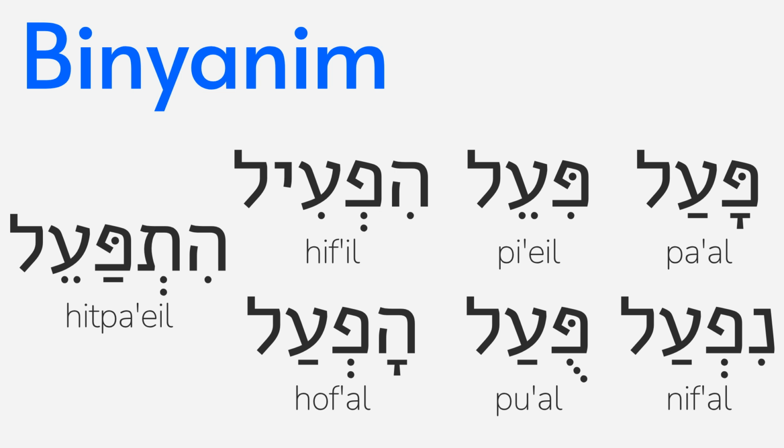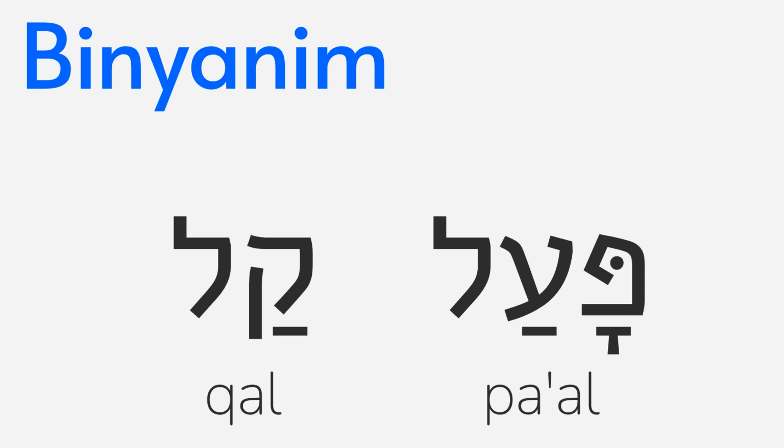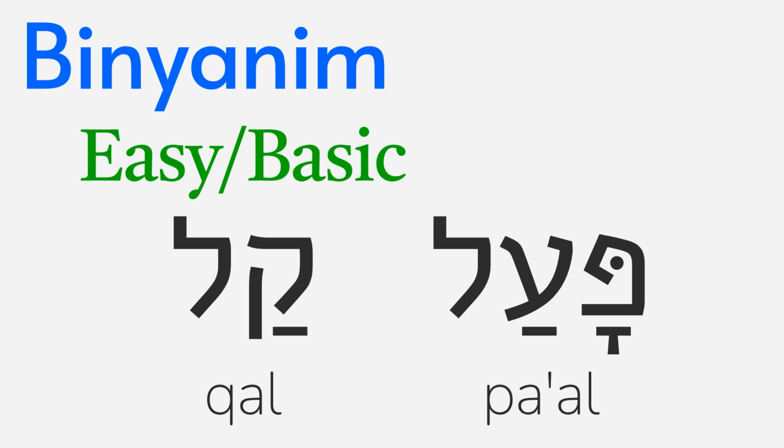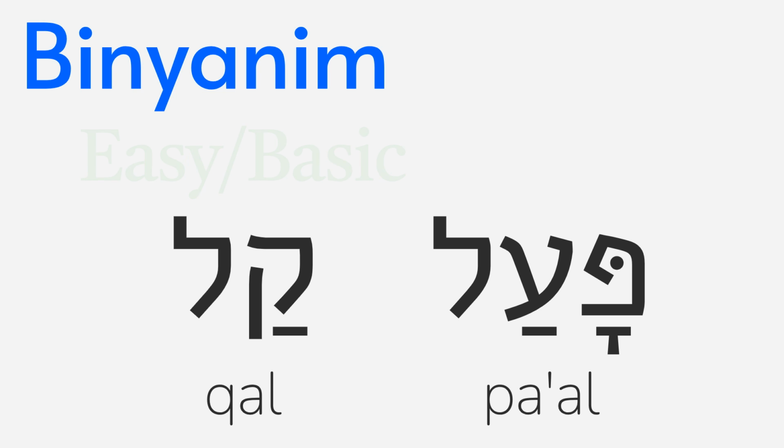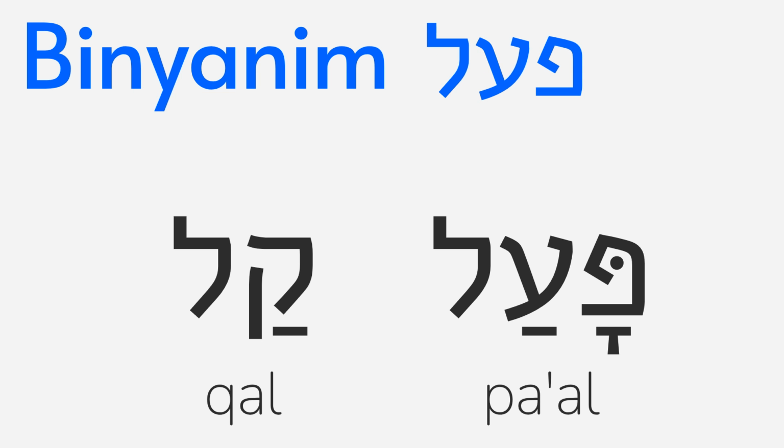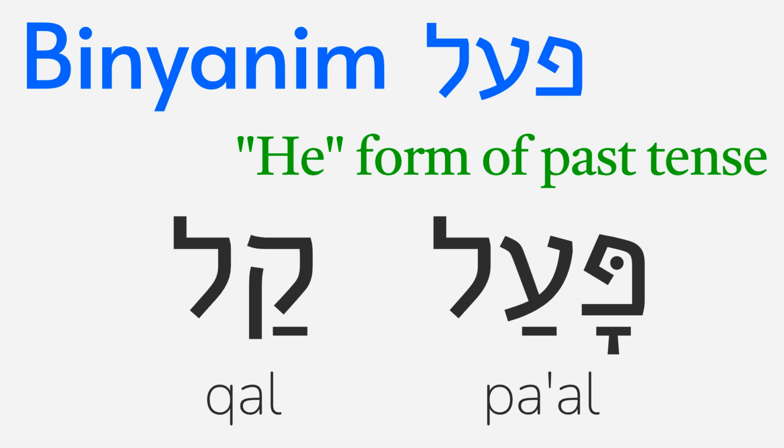Every verb we've learned so far has been in the binyan called kal or pa'al. The name kal means easy or basic, because it describes simple, straightforward actions, usually taking the most basic meaning of its root. Its other name, pa'al, is how the root pe ain lamed sounds when in the kal binyan. You may notice this verb pattern, with the 3 root letters with the kamats and patach vowels. This is how the hu, he form of the past tense is formed in the kal or pa'al binyan.